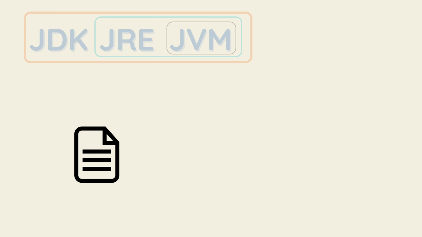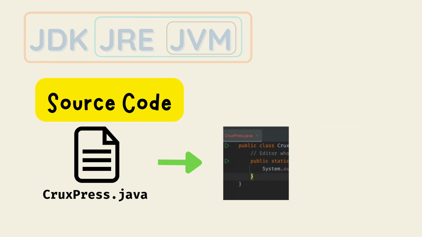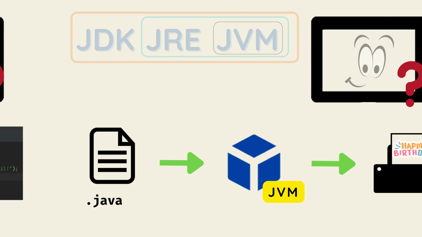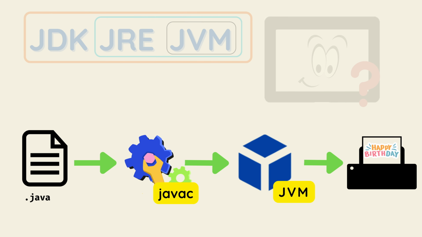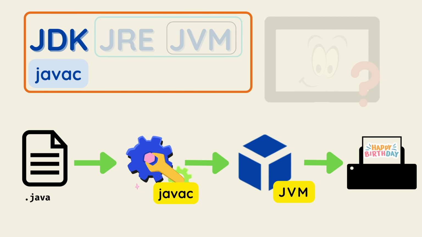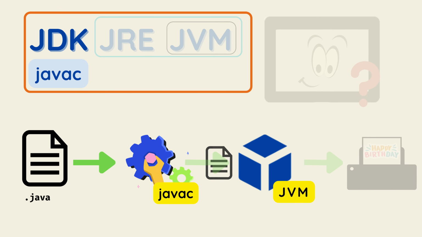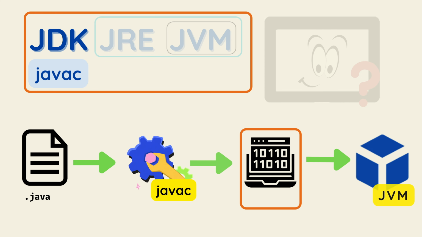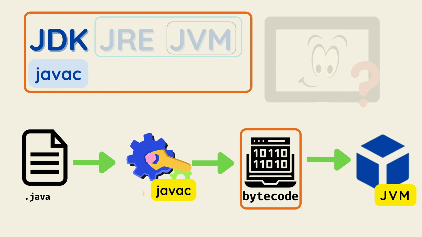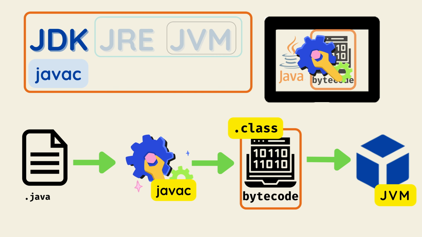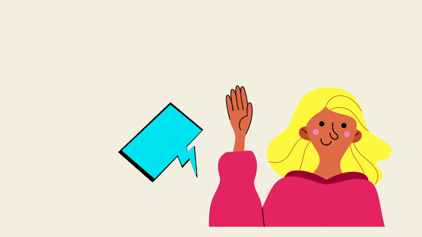When you write Java code, like cruxpress.java, you're writing something called source code. This is human-readable code, easy for us to understand, but not for computers. That's where the compiler comes in. The Java compiler, which is part of the JDK, takes your .java file and converts it into something that is understandable by the JVM, a machine code called bytecode, which gets stored in a .class file. Bytecode is like a set of instructions that any computer with Java can understand and execute. And that's pretty cool, right?